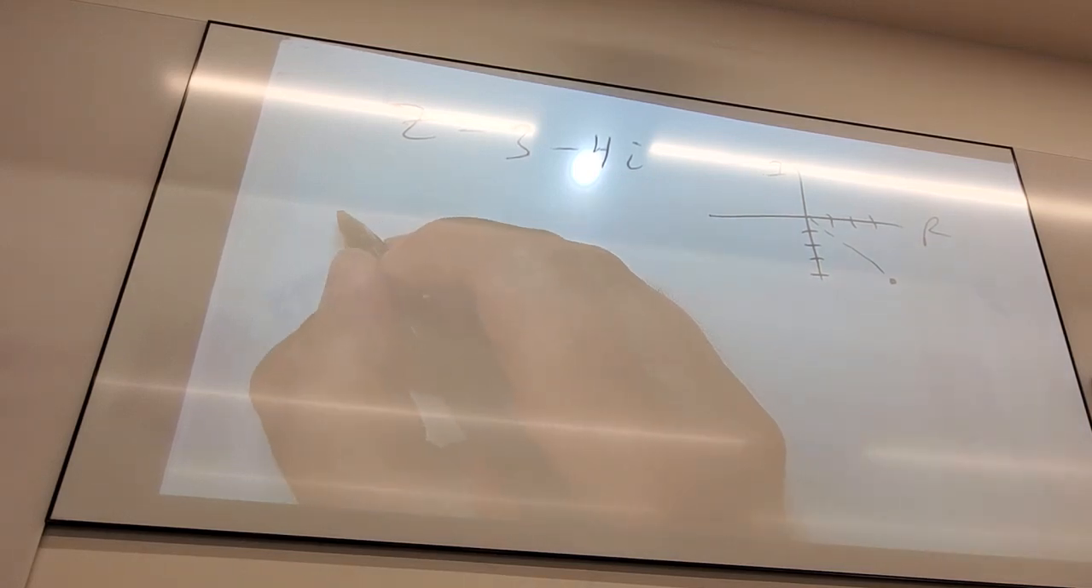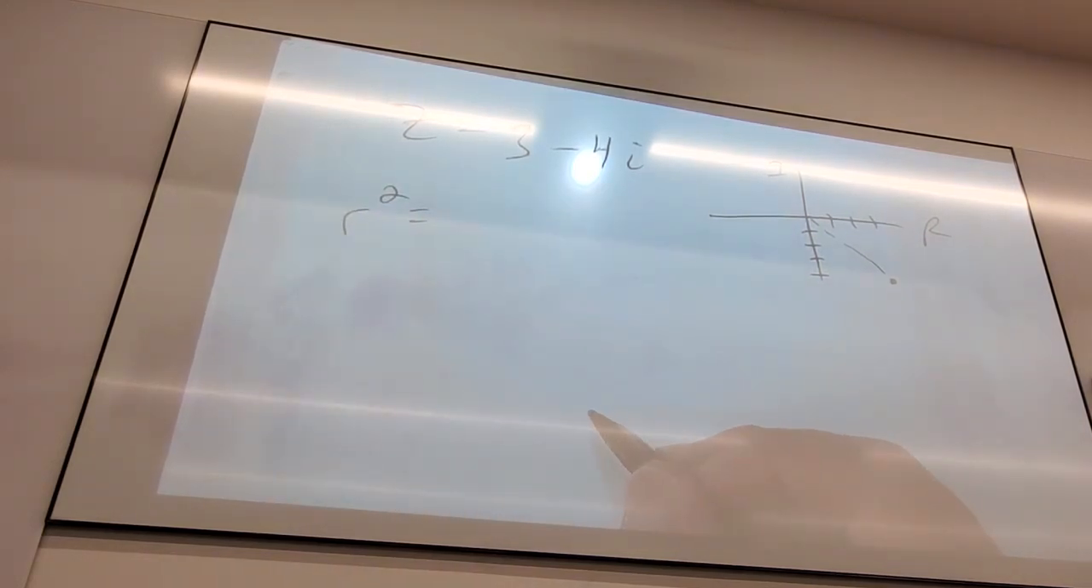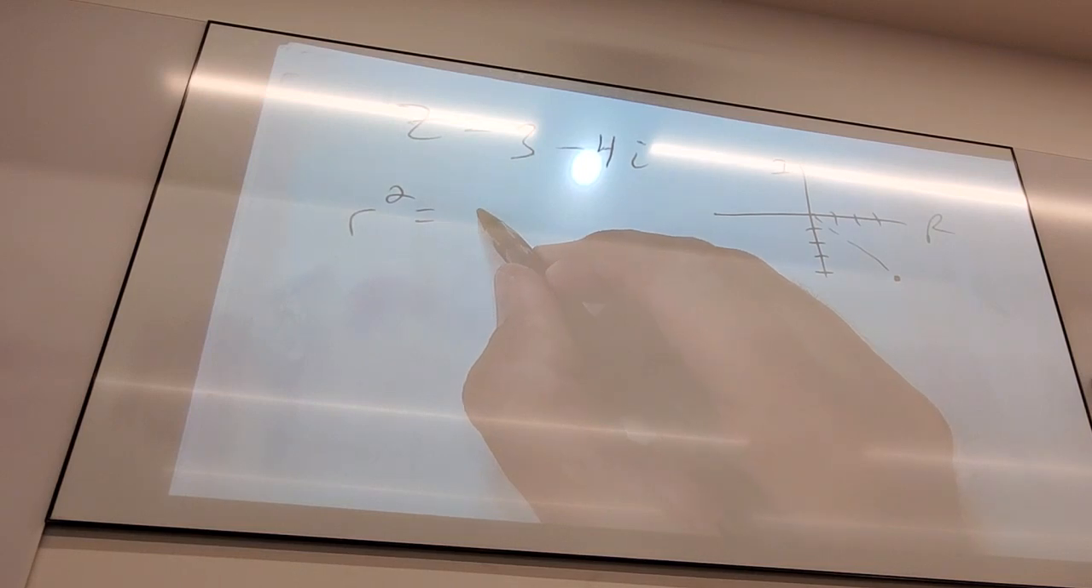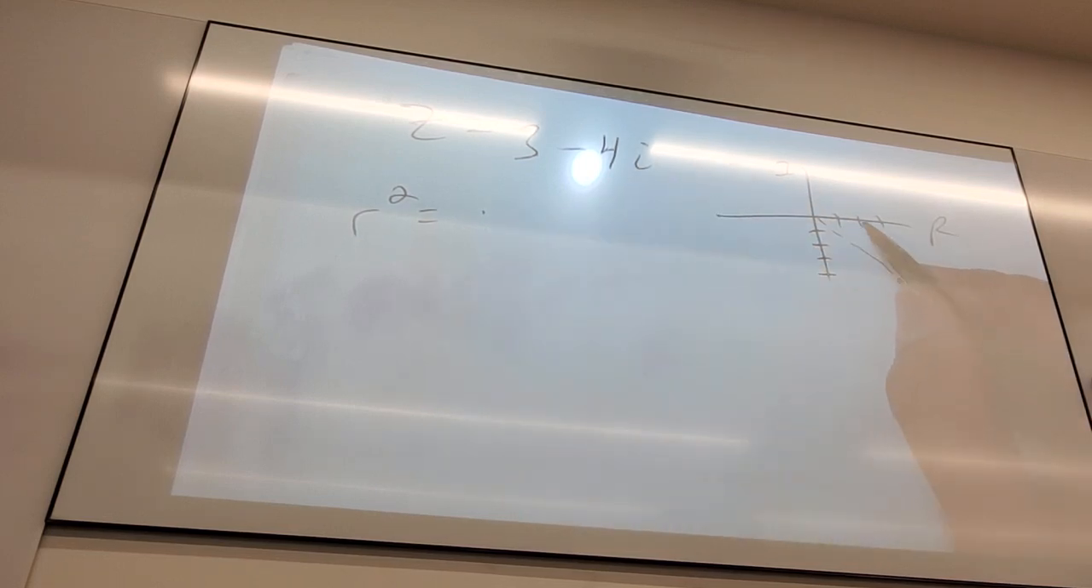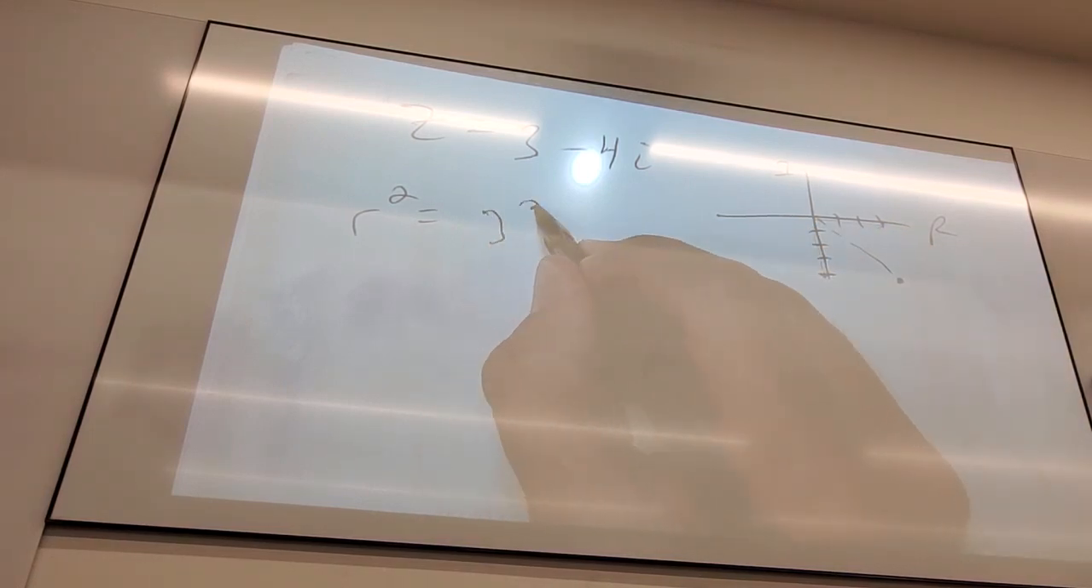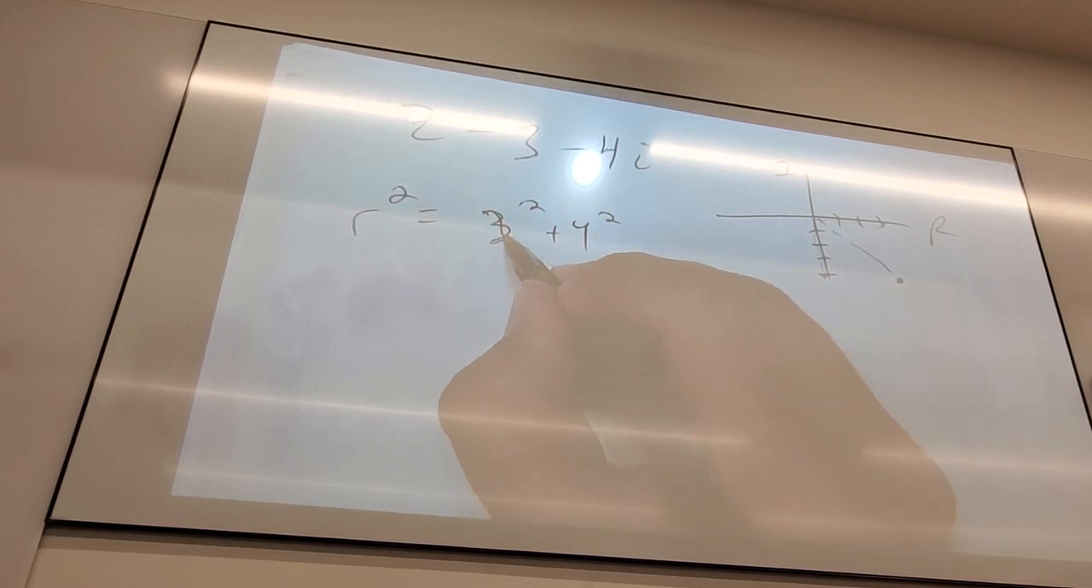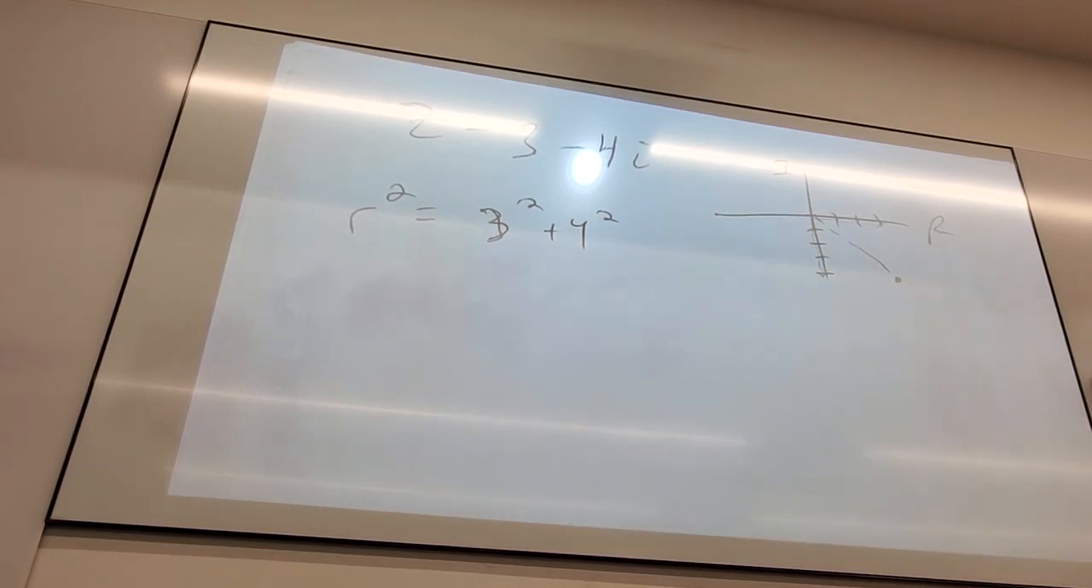So what is the r? How do I get the r? So r squared would be, we find the length of the triangle. So how long is this? 3. How long is this? 4. Okay, so it'll be 3 squared plus 4 squared. So it's just x squared plus y squared, right? We've known that. And the i disappears because all I care about is the length.